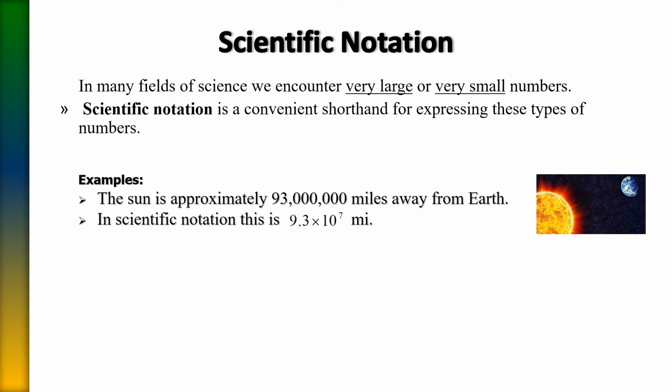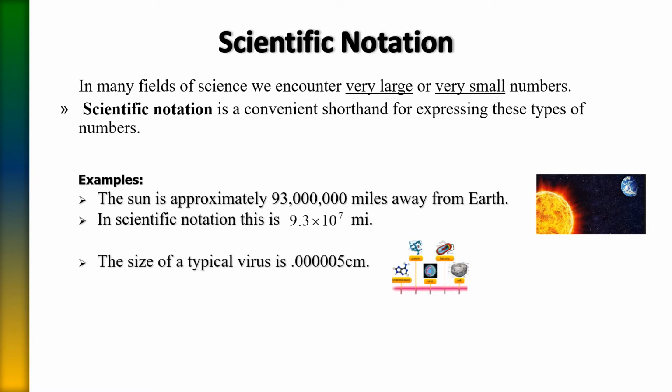Now, very small micro numbers. Viruses and germs are so small that you can't see them with the naked eye. You have to use a microscope. Well, these small numbers can also be written in scientific notation. And so for this one, we can write it as 5 times 10 to the negative 6 centimeters. Let's see how that is done.